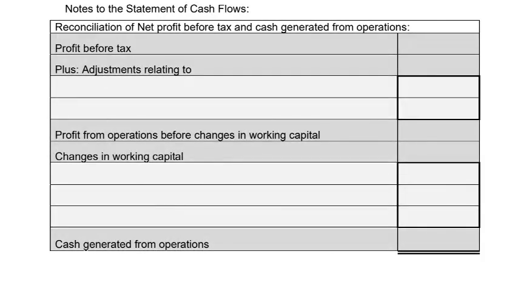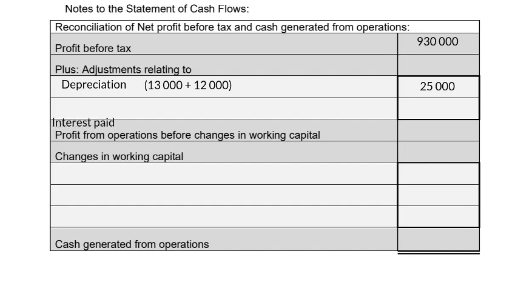Notes to the statement of cash flows. Reconciliation of net profit before tax and cash generated from operations. We are going to start with our profit before tax, and according to the information, it was 930,000 Rand. We're now going to add adjustments relating to depreciation. Our depreciation was 13,000 plus 12,000 Rand to give you a total of 25,000.